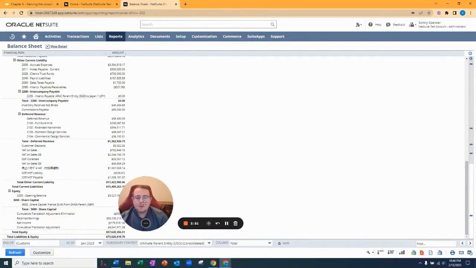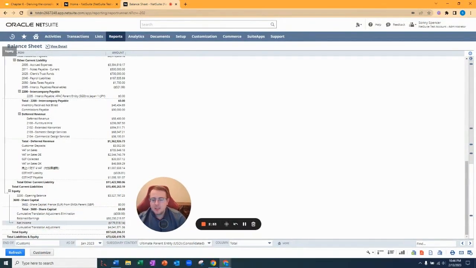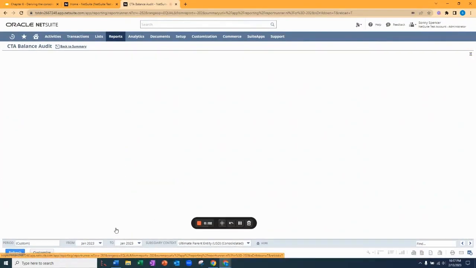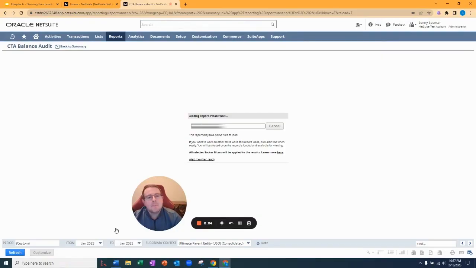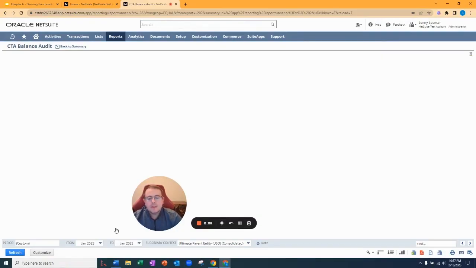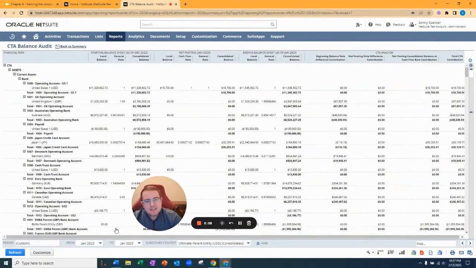So navigating to our consolidated balance sheet, if we were to click on the balance in our CTA account, NetSuite is going to navigate to the CTA balance audit report. This report is very detailed and we will cover this further in Chapter 8.